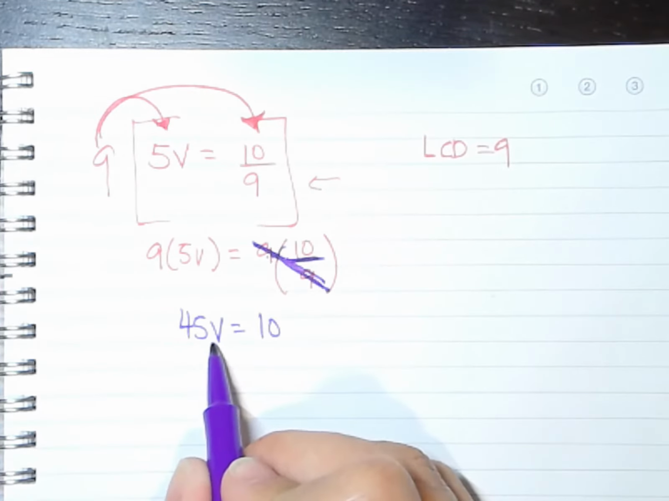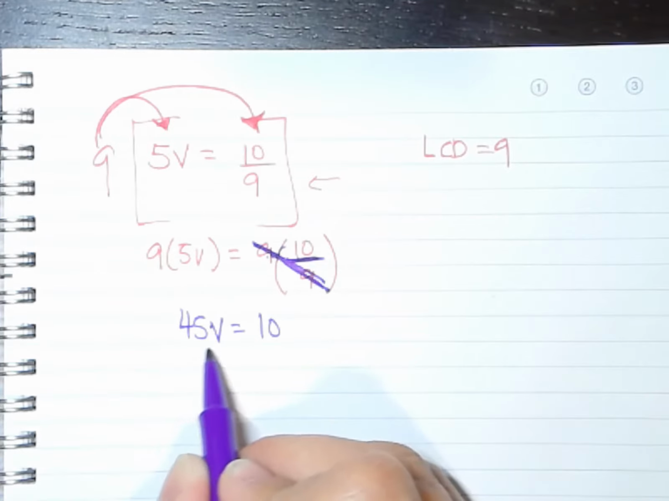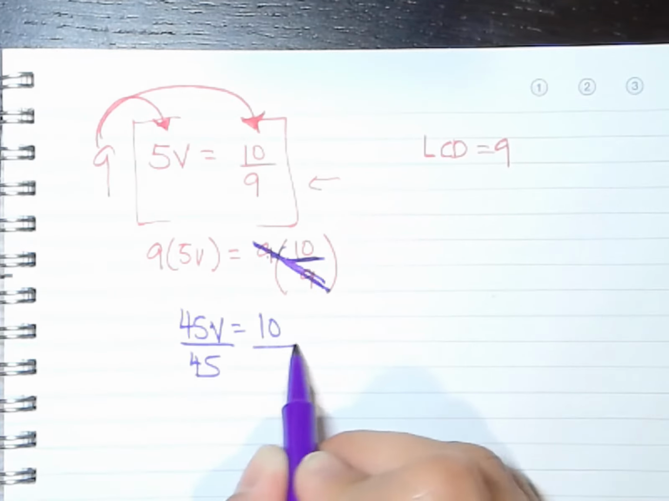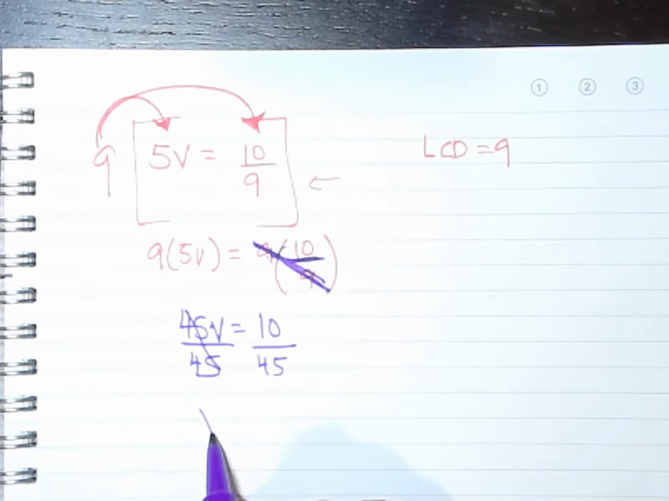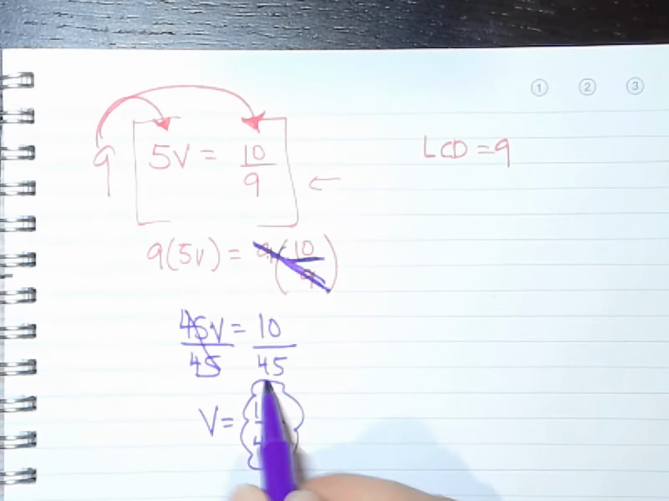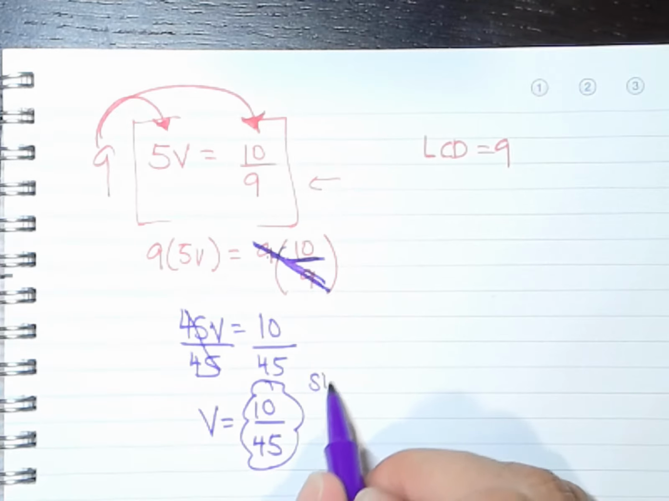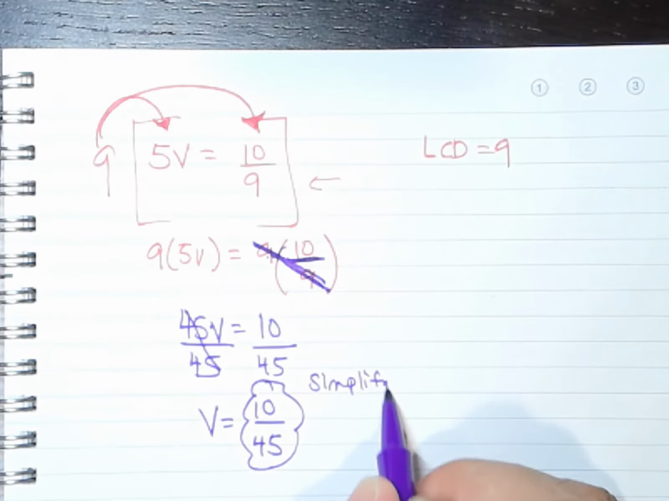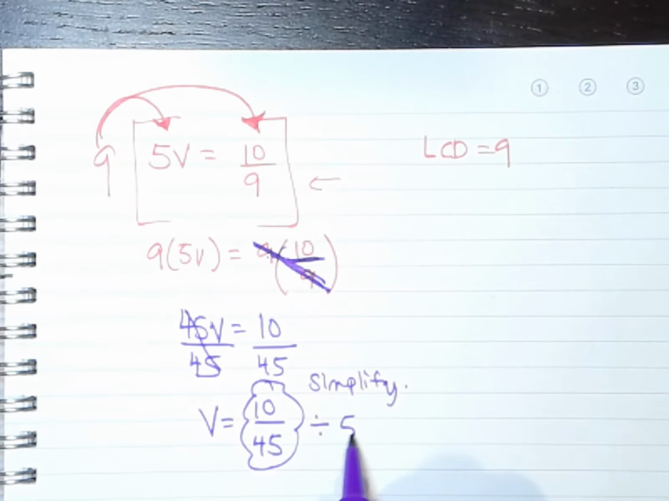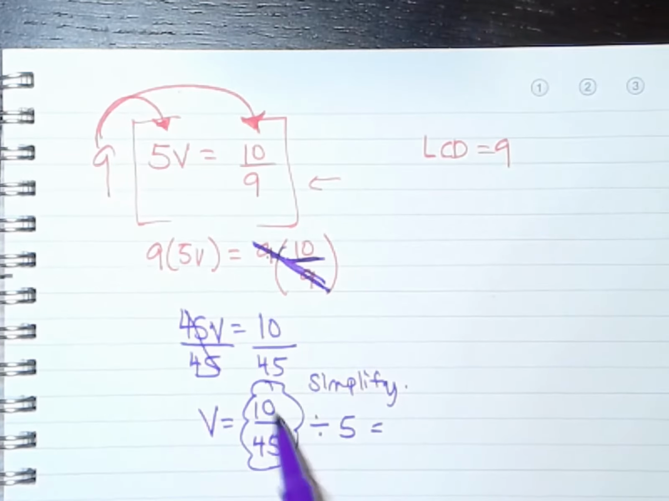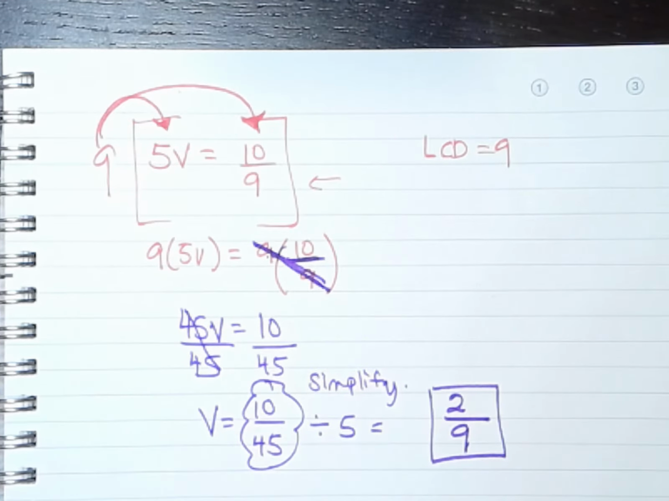And so now to get this v by himself, this is multiply, so I divide by 45. And so I get v is equal to 10 over 45. But then I know that this can be simplified, because these are both divisible by 5. So 10 divided by 5 is 2, and 45 divided by 5 is 9. So the answer is 2 over 9.